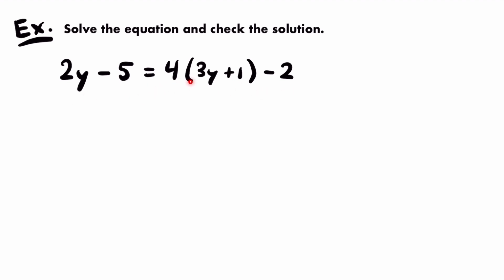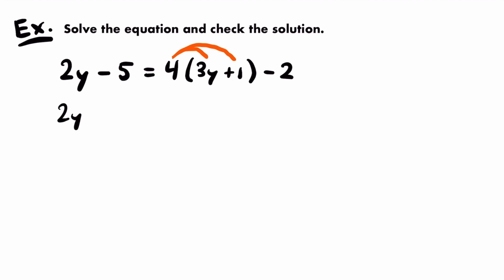Okay, so once again, the first thing you want to do in order to solve an equation involving parentheses is get rid of those parentheses. Use the distributive property and multiply whatever is on the outside of those parentheses by what is inside. So in this case, we want to multiply 4 by 3y and 4 by 1. So let's do that.